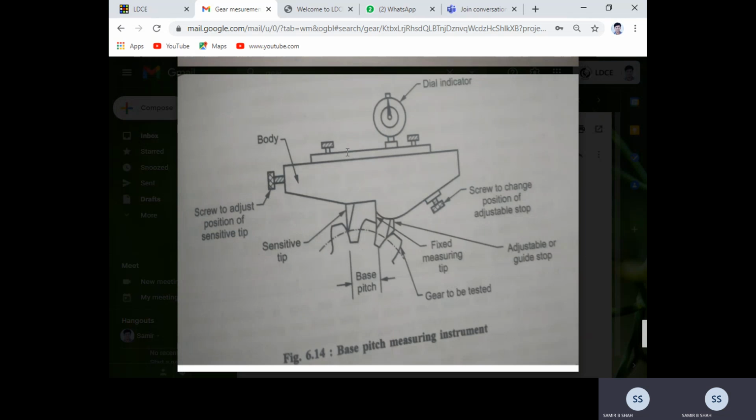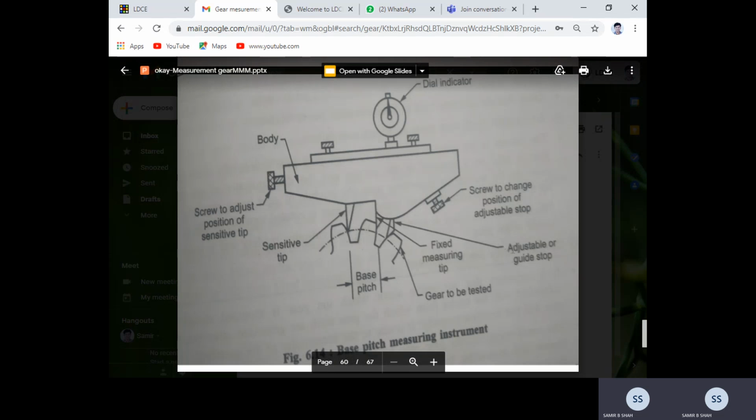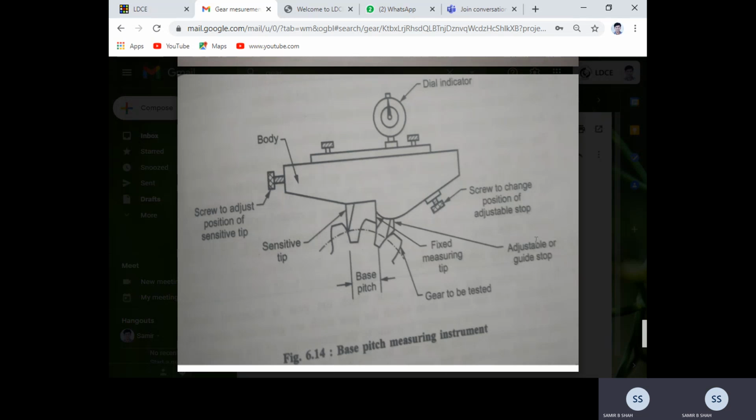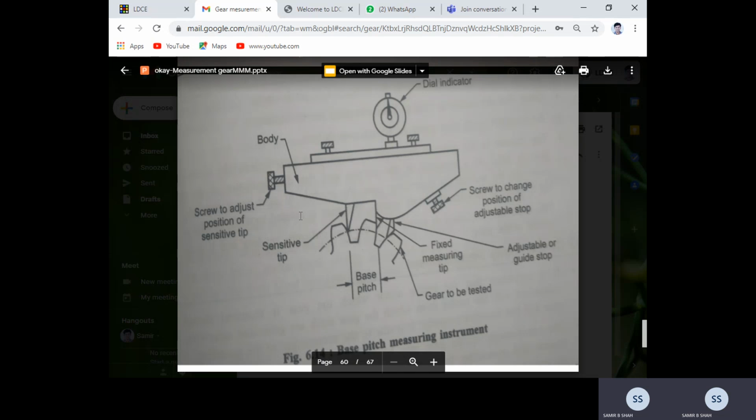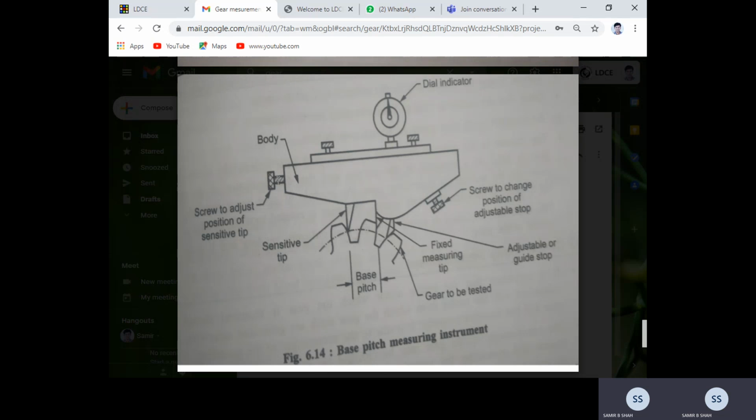What is the procedure? The instrument used for measurement of pitch has three tips. Okay, there are a total of three tips. The fixed measure tip, the second one is the sensitive tip, and the third one is the adjustable tip. The sensitive tip can be adjusted by a screw. Okay, you can see here, this is the sensitive tip that can be adjusted with the help of a screw.